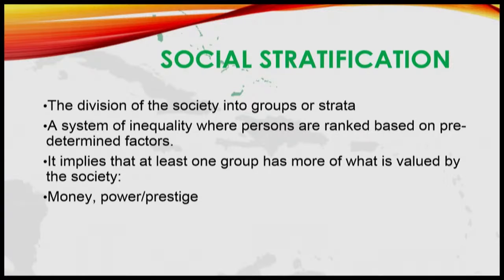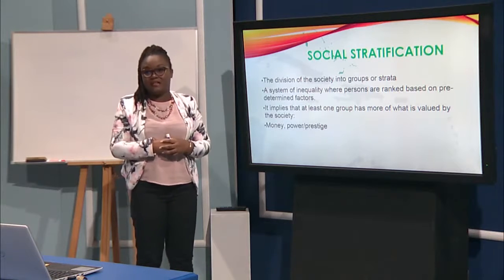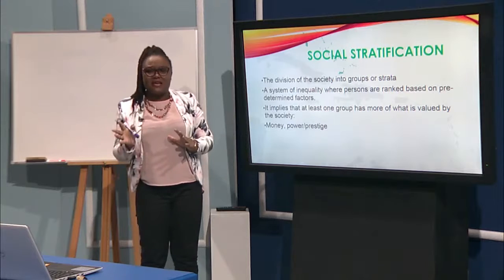All right, so then what is social stratification? It is the division of the society into groups or strata. An alternative definition: a system of inequality where persons are ranked based on predetermined factors, and this may vary from society to society. It implies that at least one group has more of what is valued by that society. And you may ask, why do I say by that society?